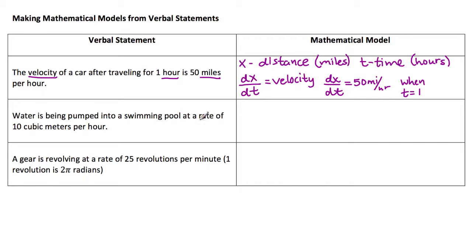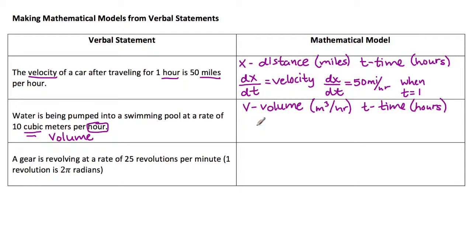Water is being pumped into a swimming pool at a rate of 10 cubic meters per hour. So we are talking about volume in this case. So let's assign a variable for volume. How about V? So if V is the volume of water in the pool, to translate this, we would just say that the rate at which the volume is changing, dV over dt, the rate at which the volume is changing with respect to time, is equal to 10. That's it. The rate is 10 cubic meters per hour.